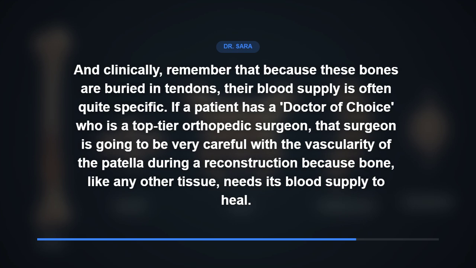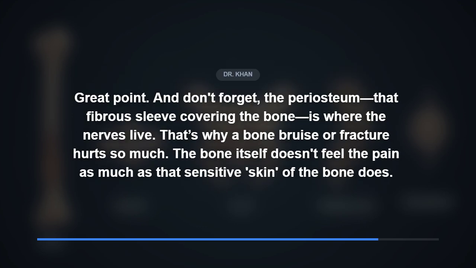And clinically, remember that because these bones are buried in tendons, their blood supply is often quite specific. A top-tier orthopedic surgeon is going to be very careful with the vascularity of the patella during a reconstruction because bone, like any other tissue, needs its blood supply to heal. Great point.